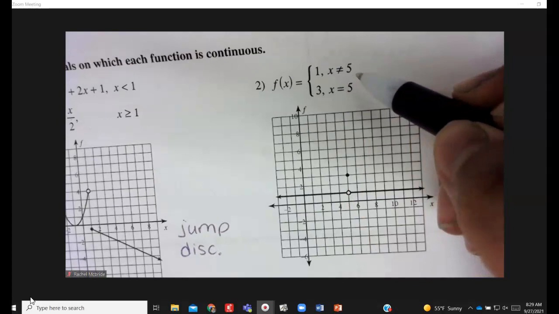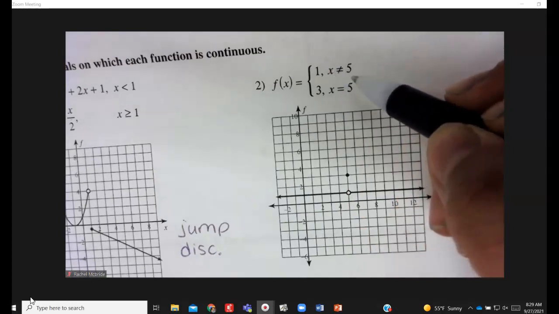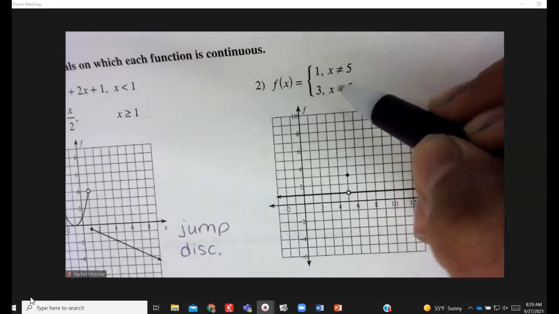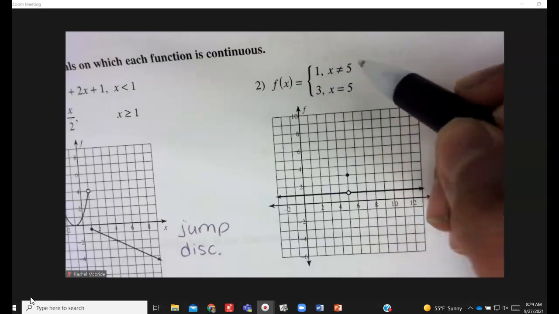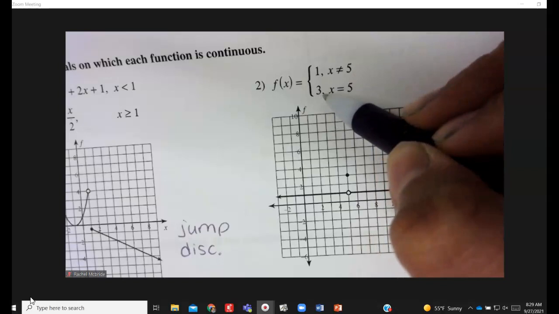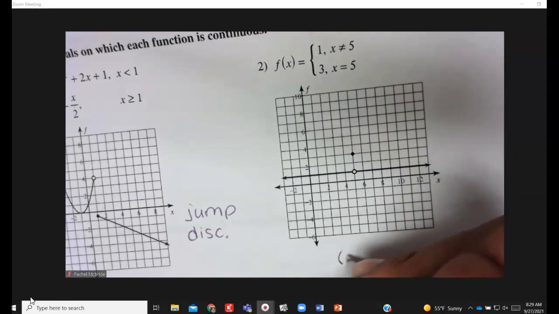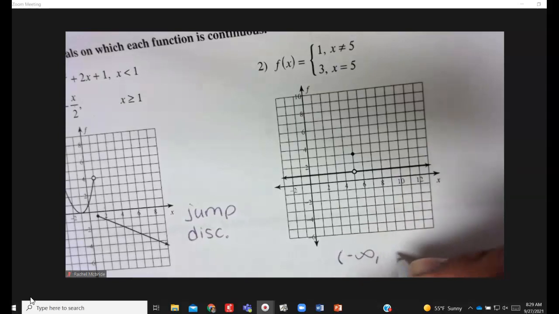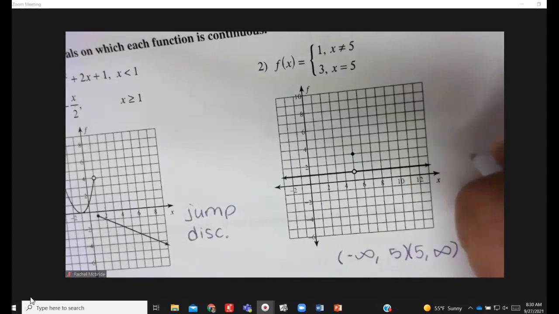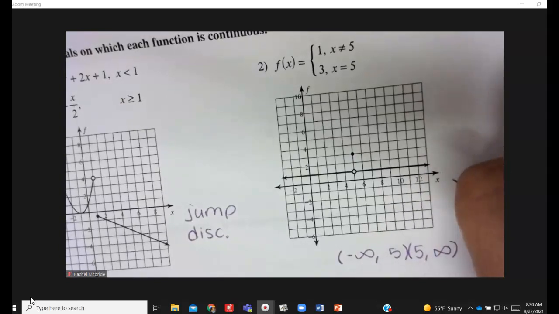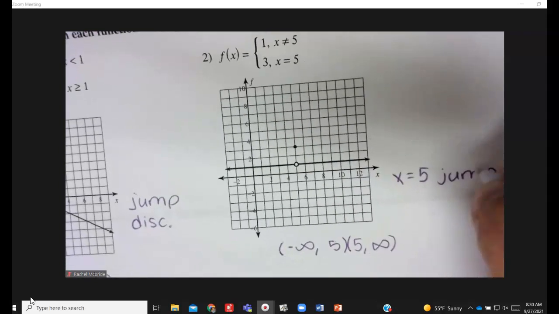Okay, number 2. The value of the graph is 1 for all x's except 5, and at 5 it's at 3. So therefore, again, this graph is continuous from negative infinity to 5 and 5 to infinity. At x equals 5, you have jump discontinuity.